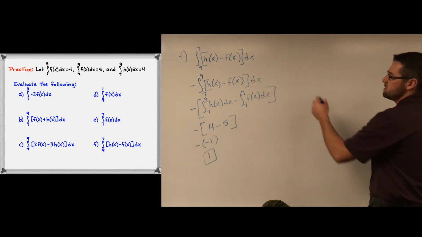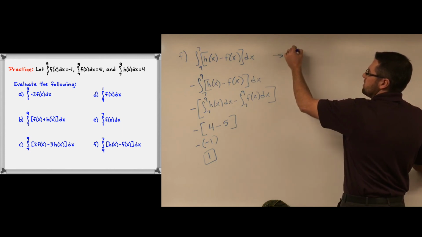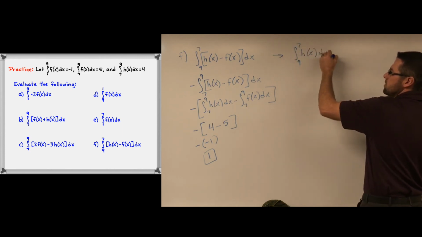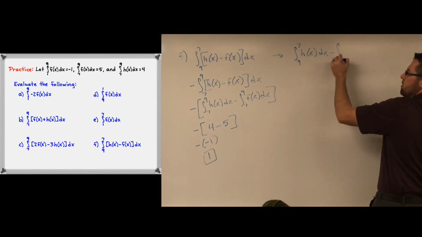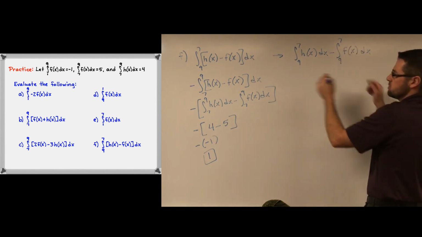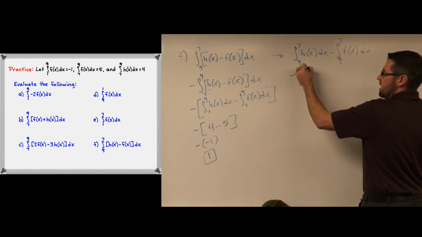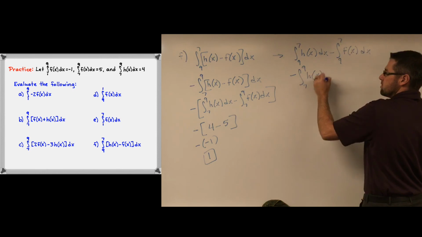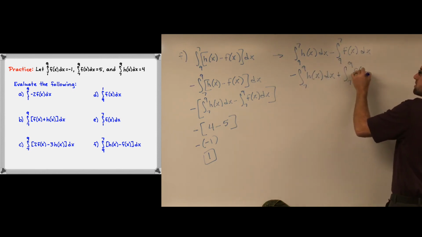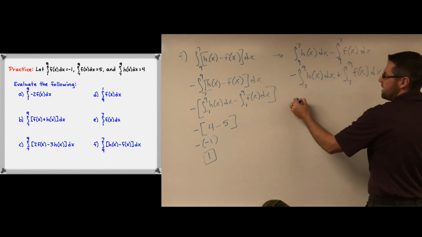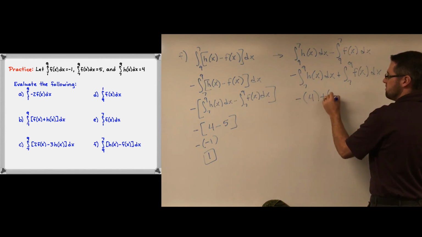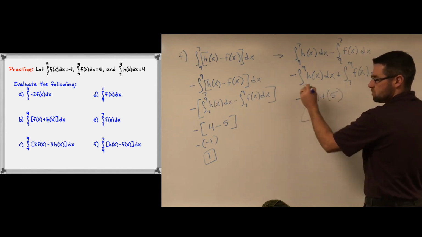The other way to do this, I would write it like this. This is another approach. The integral from 9 to 7 of h of x dx minus the integral from 9 to 7 of f of x dx. And then flip all those. So it would be negative integral from 7 to 9 of h of x dx, and then plus the integral from 7 to 9 of f of x dx. So we got negative 4 plus 5. So that's still 1. Two different ways of looking at it.